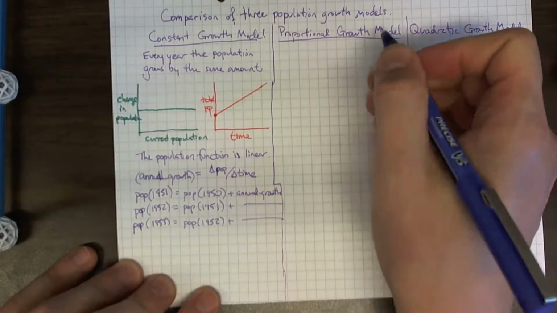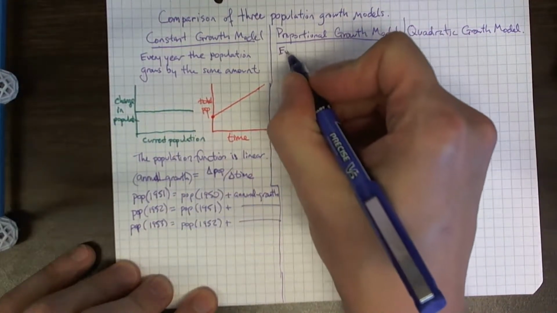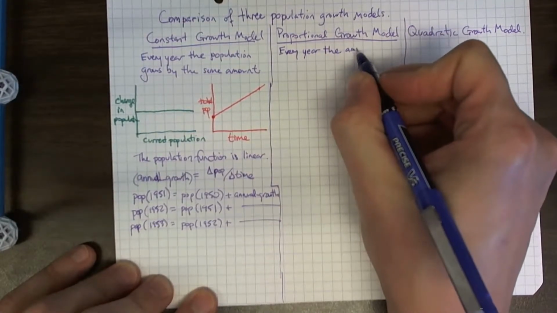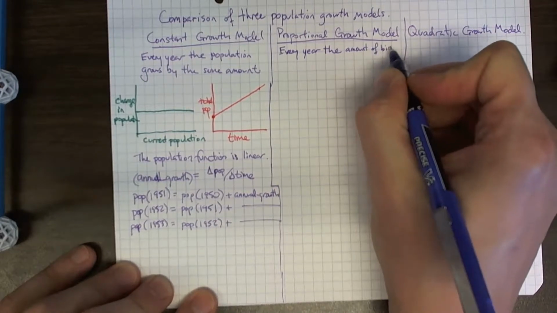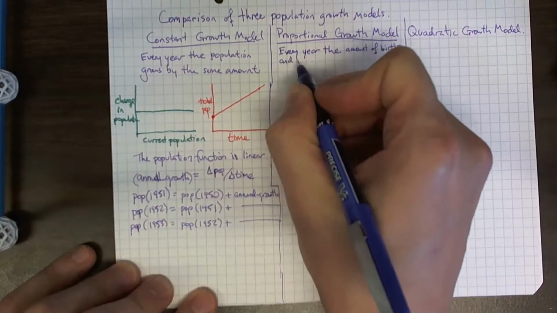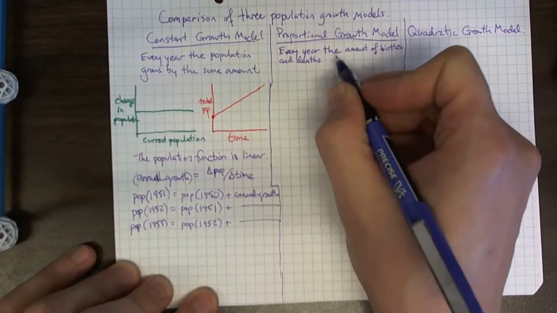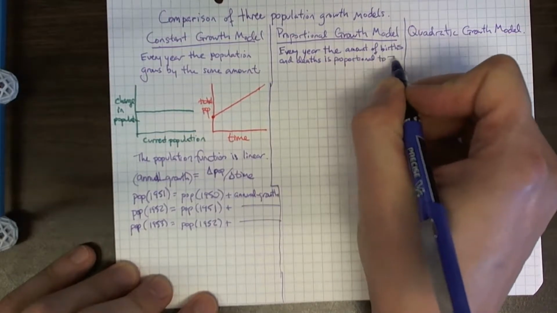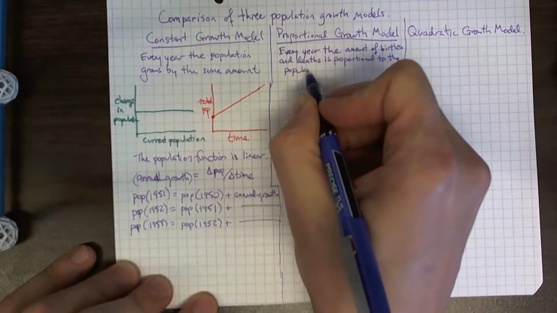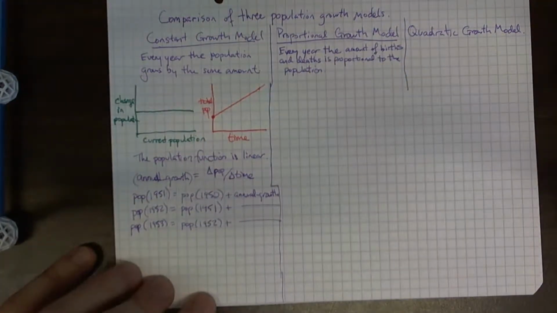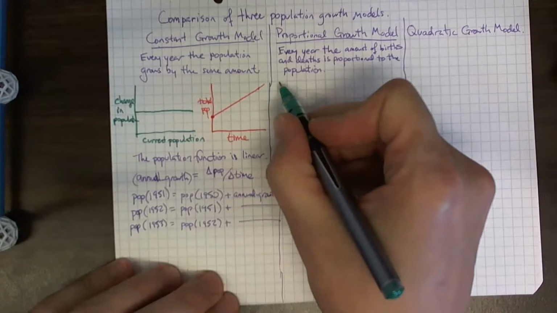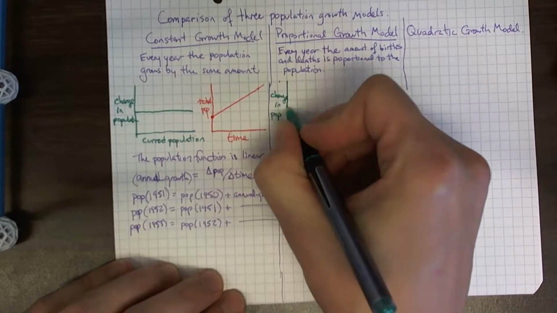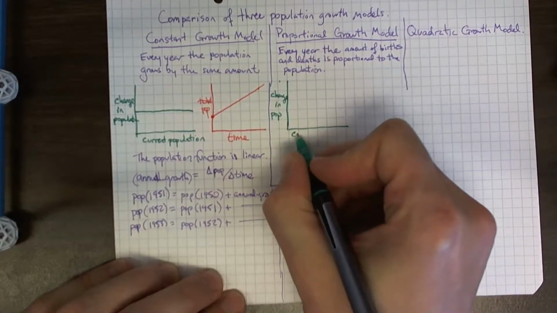So a proportional growth model says that every year the amount of births and deaths is proportional to the population. Okay, so let's draw what the graphs look like there. So we have a graph with the change in population as a function of the current population.